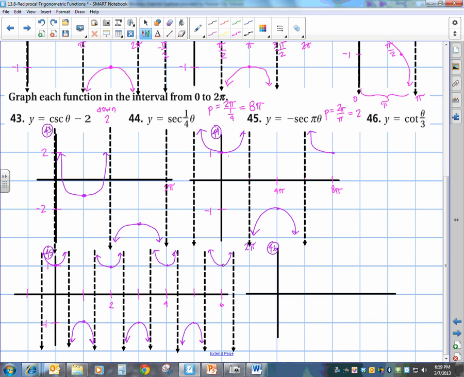Okay, the last one we have to talk about is y equals the cotangent of theta over 3. We talked about the period for the cotangent is pi over our b, which is 1/3 in this case. Keep, change, flip makes that become 3 pi. So my asymptote is, I'm going to do as we did before. We just start off. We have 1 at 0. And then I'm going to go over 3 pi units.